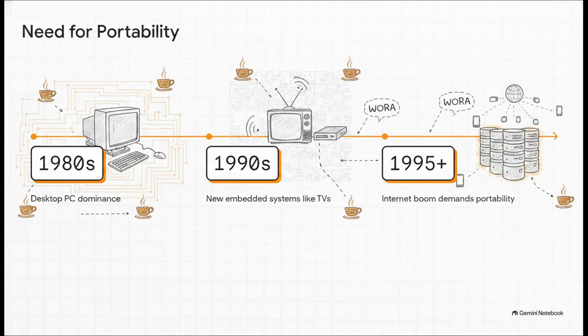And honestly, this portability hit the market at the perfect historical moment. We were shifting away from just basic desktop PCs to this sudden, massive explosion of smart TVs, set-top boxes, and back-end internet servers. Imagine recompiling C++ from scratch for every single new server architecture. It would have completely crippled the internet boom. Java's universal paradigm swooped in and saved the industry from a massive bottleneck.